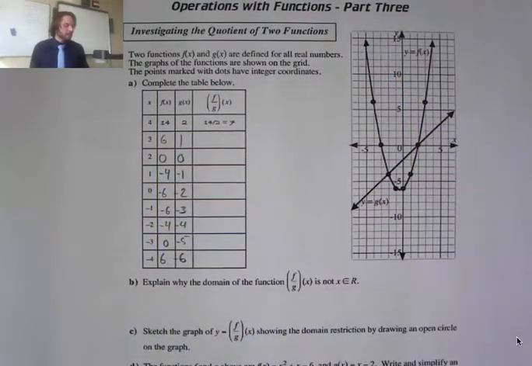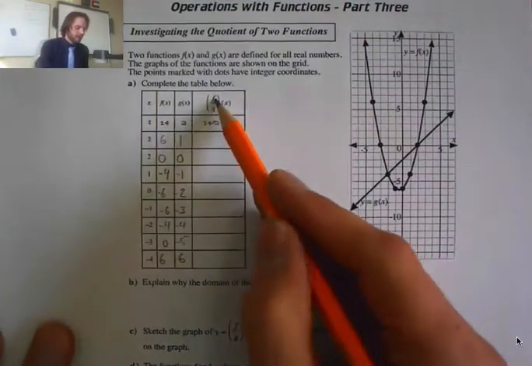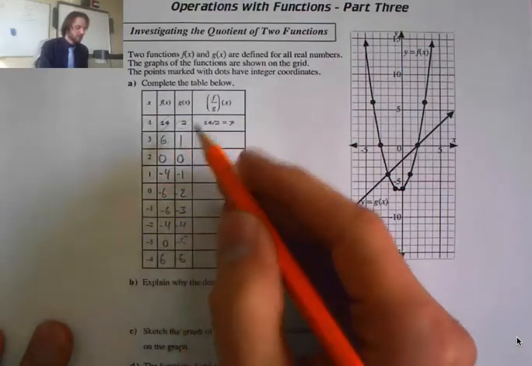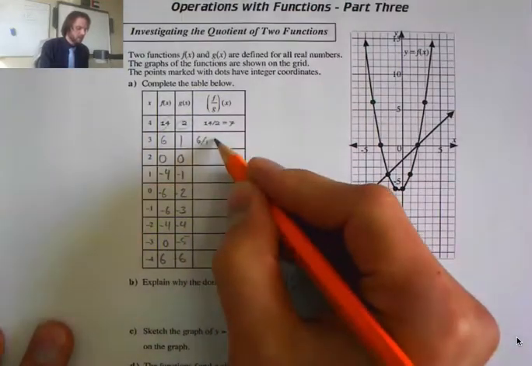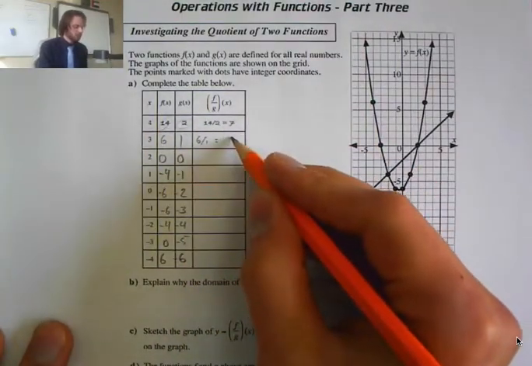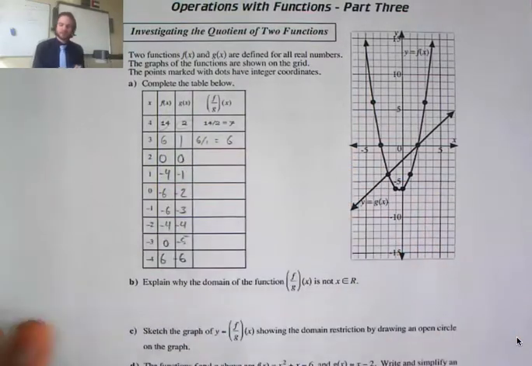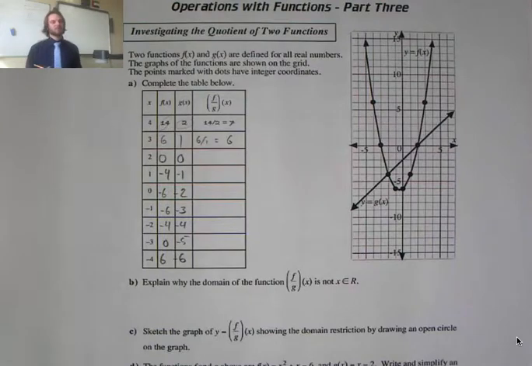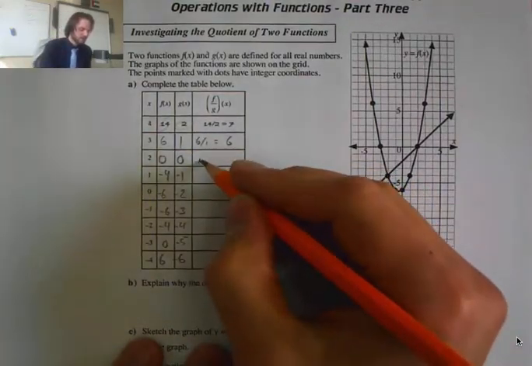Now it wants us to divide f of x by g of x. We divide this value by that value. So here we're going to have 6 divided by 1, which gives me 6. 0 divided by 0 now, can you divide anything by 0? Well, how do you put anything into 0 groups? You always have to have a group, so this is undefined.